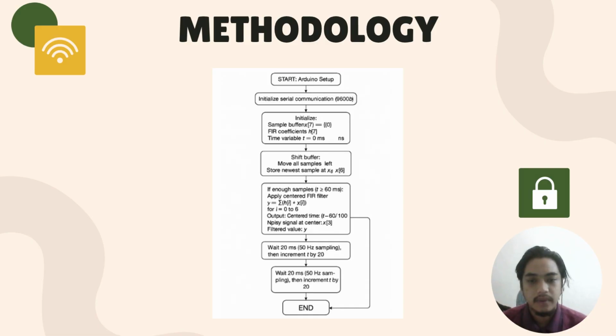After that, we start with a shift buffer which moves all the samples to the left and stores the newer sample at x5 and x6. If there are enough samples, which is t more than 60 milliseconds, the FIR filter is applied, which is y equals the summation of hi times xi where i equals 0 to 6. The output centered time will be t minus 60 over 100, and the noisy signal at the center is x3 and the filtered value is y.